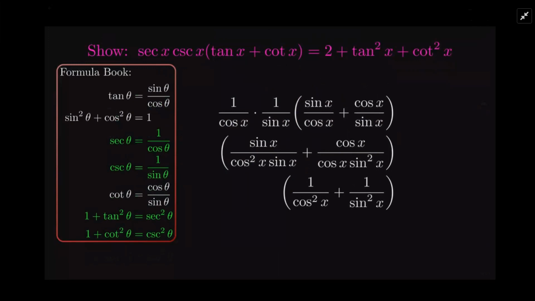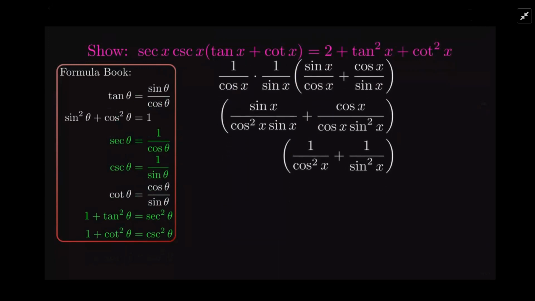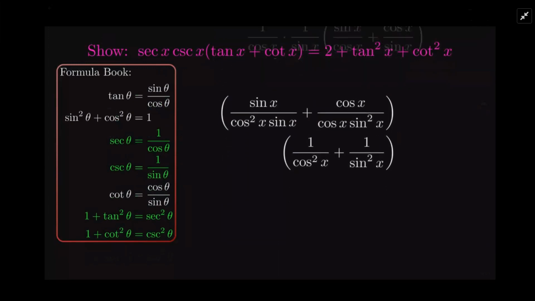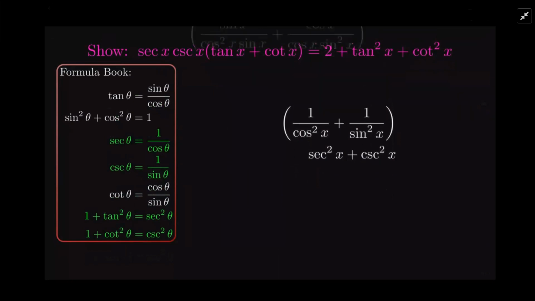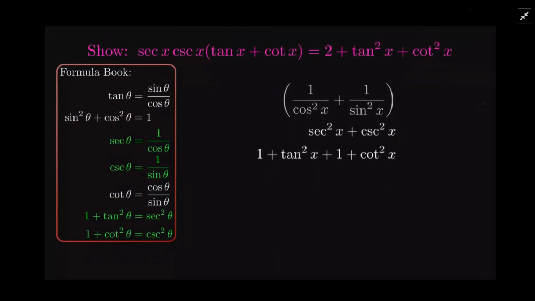And then we can rewrite that as secant squared plus cosecant squared, like so. And then we use those last two in our formula book. The secant squared can be written as 1 plus tangent squared, and the cosecant squared can be written as 1 plus cotangent squared. 1 plus 1 is 2, and everything works out nicely. So left-hand side equals right-hand side, and we're done.